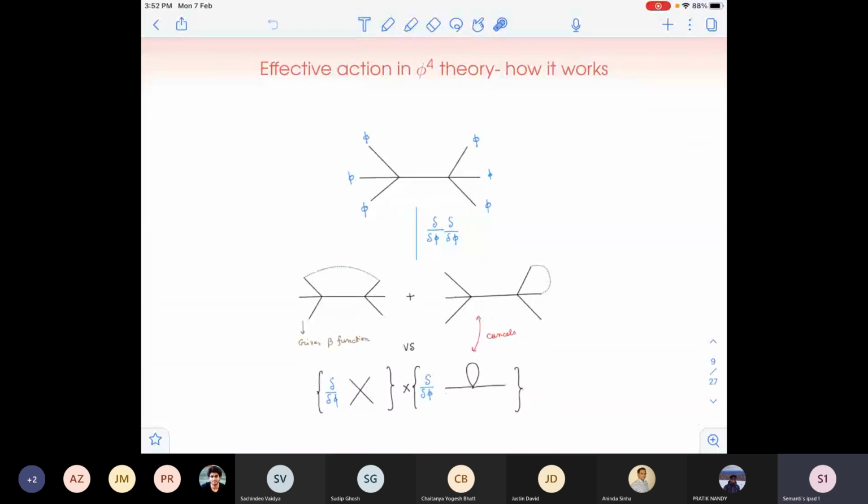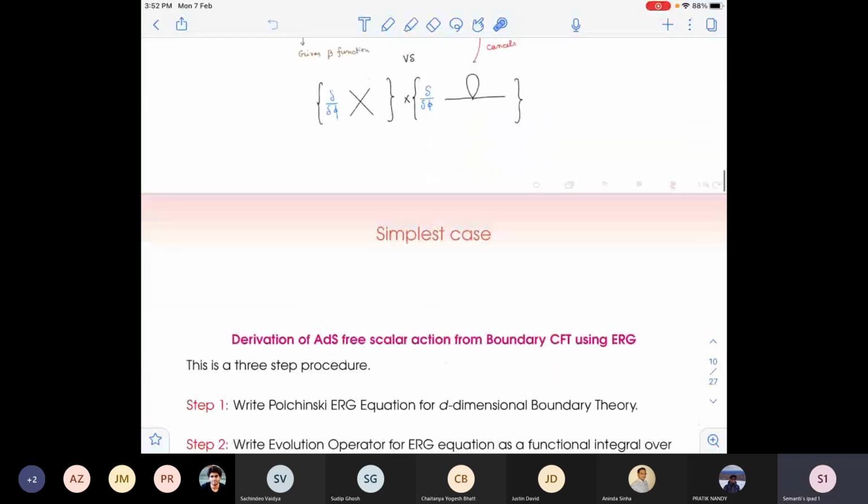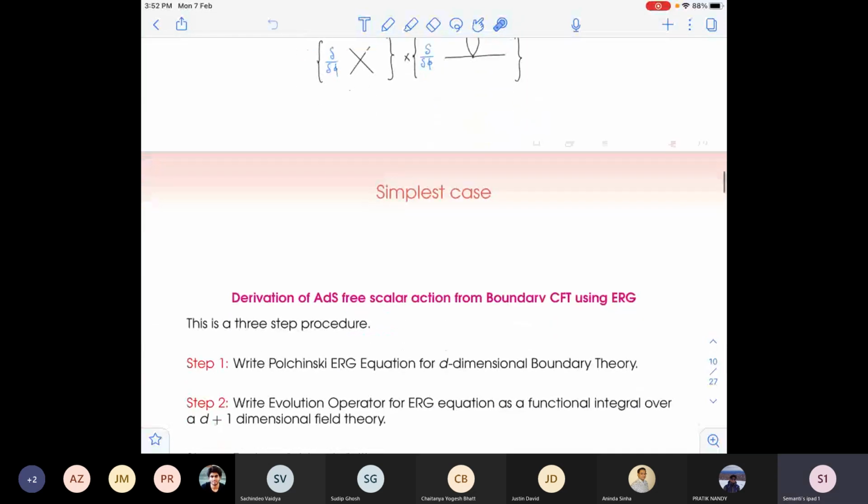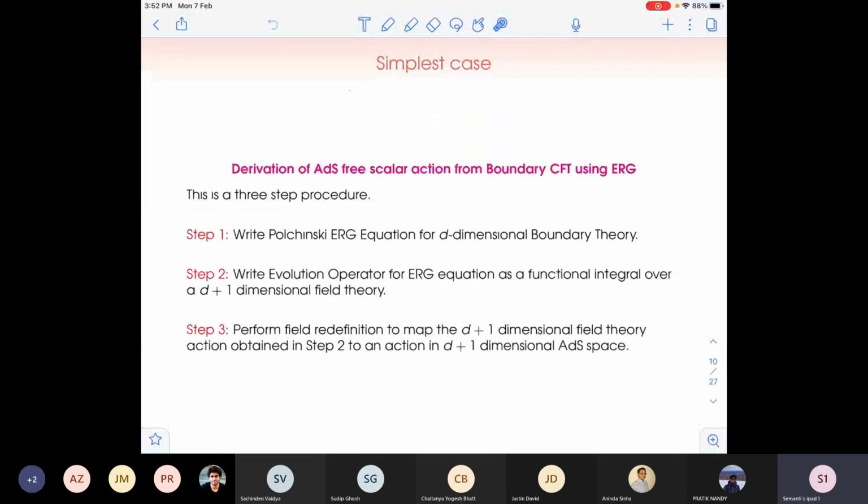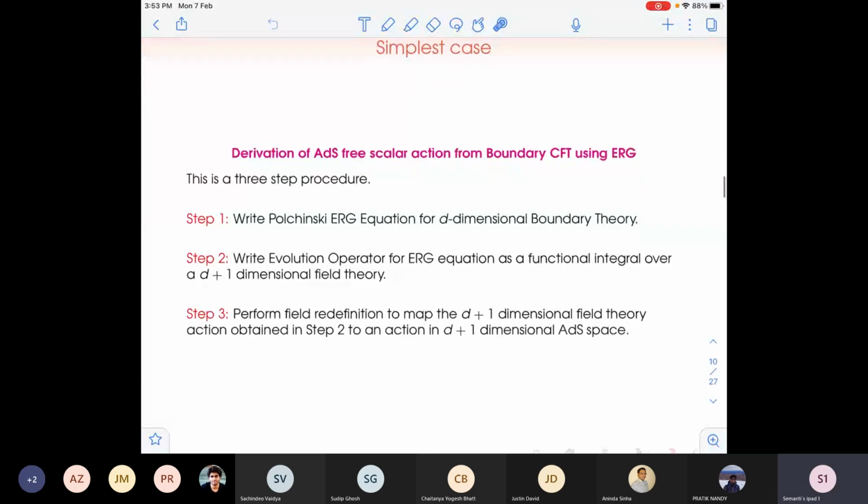Now what I'll do is the simplest case: derivation of the AdS free scalar action from the boundary CFT using ERG. So this is basically a 3-step procedure. First, take the ERG equation in the d-dimensional boundary theory. Second, write the evolution operator of that ERG equation as a functional integral over a d plus 1 dimensional field theory. Third, map that d plus 1 dimensional field theory obtained in step 2 to an action on AdS space. Okay, so this 3-step procedure is what we will follow throughout the talk.